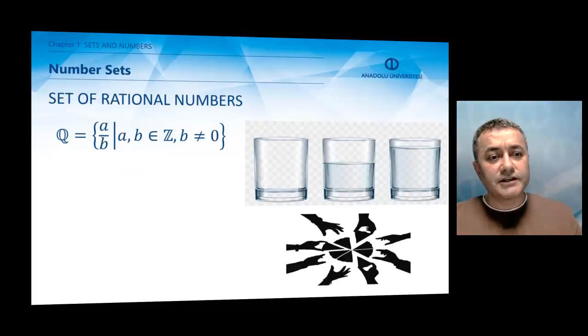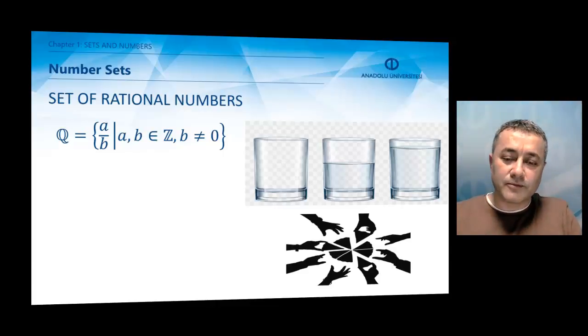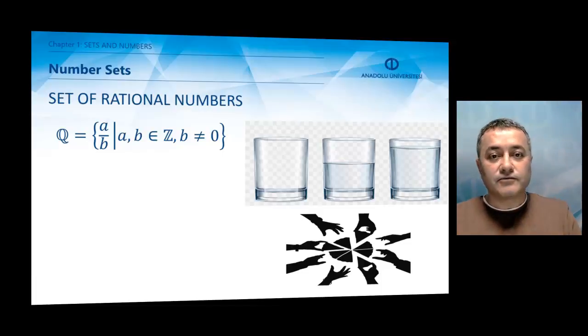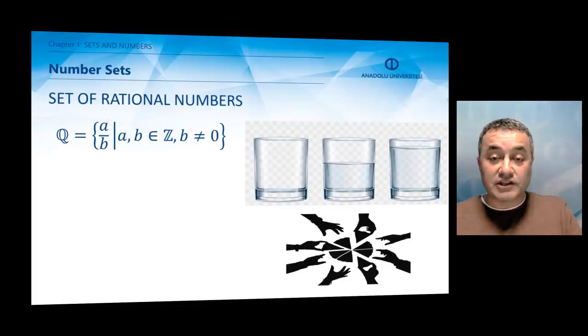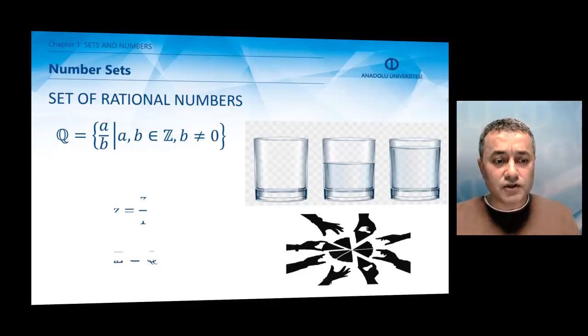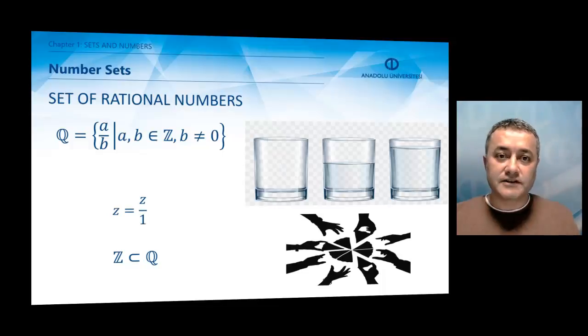Still, we encounter in our daily life that integers are not enough. For example, when we are talking about half a glass of water or 1/6 of a piece of cake, integers do not help. We denote these quantities by rational numbers. So rational numbers are the ratios of integers. Since all integers can be written as z equals z over 1, integers are already a subset of rational numbers.